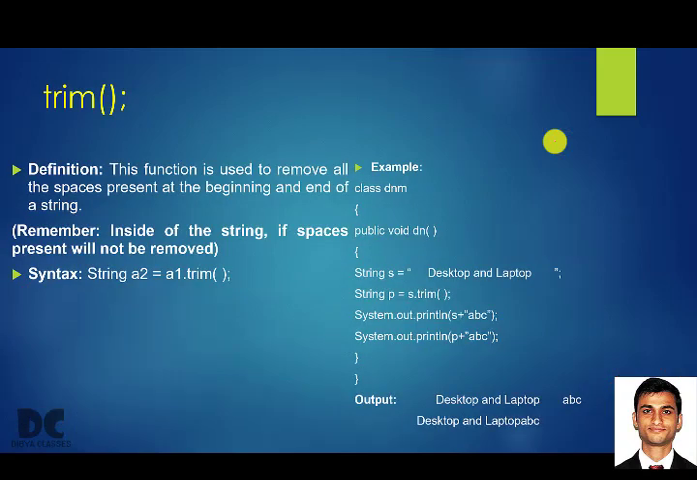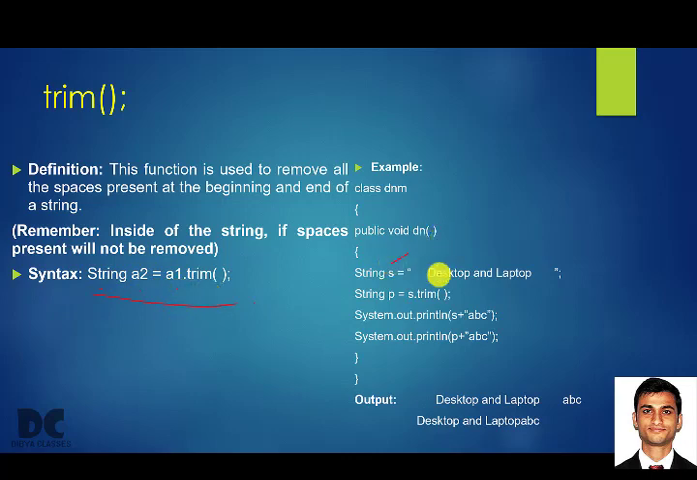Next is trim. What does trim do? The trim is used to remove spaces present at the beginning and end of a string. So whatever spaces are present at the beginning and end of a string, those will be deleted. And this is the syntax, that is string variable name equal to variable dot trim.